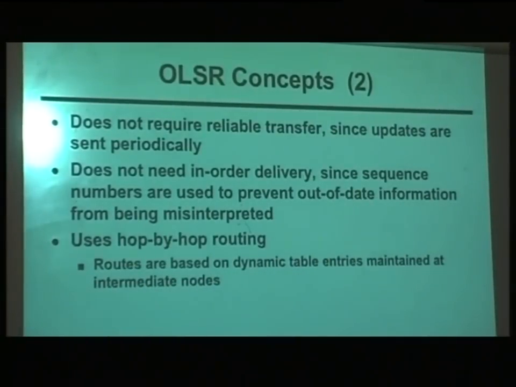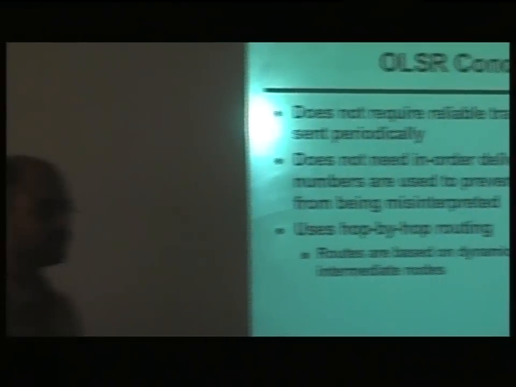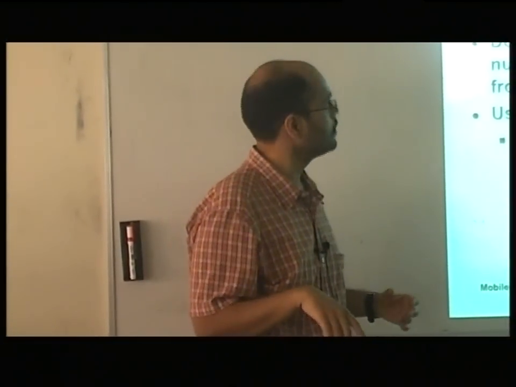So traditionally, routing can be divided into two spaces. One is distance vector, another is link state. And we saw in the last class that link state, if we use it as it is, is not optimized because of the challenges in the mobile network. All the nodes are mobile.